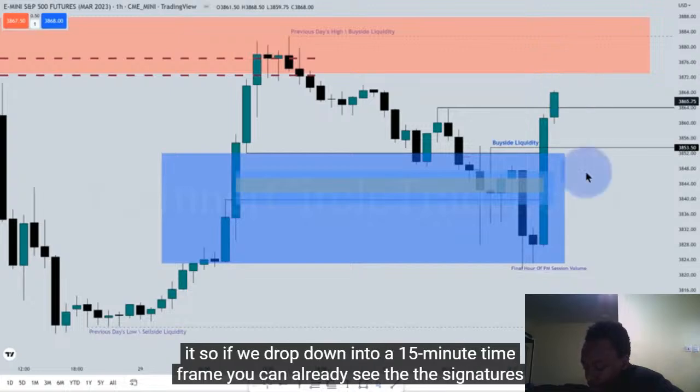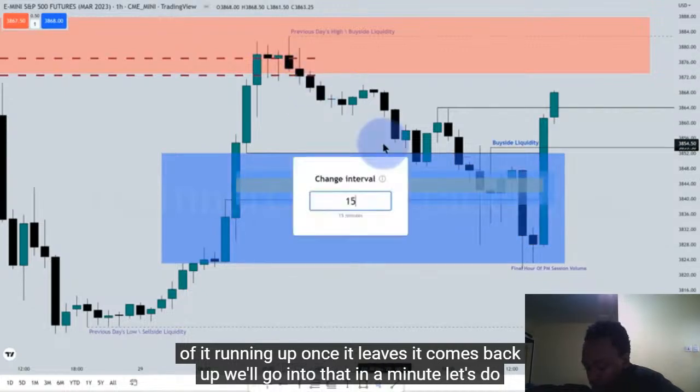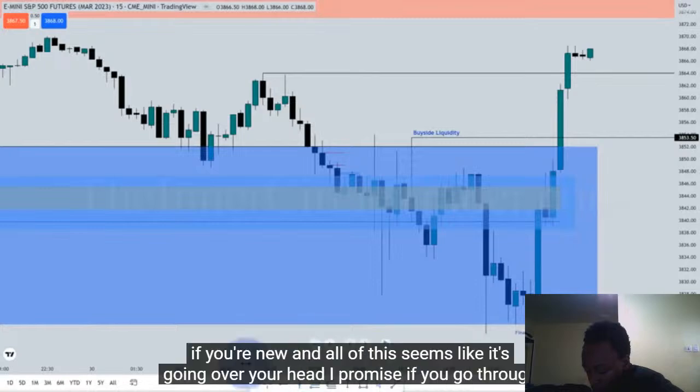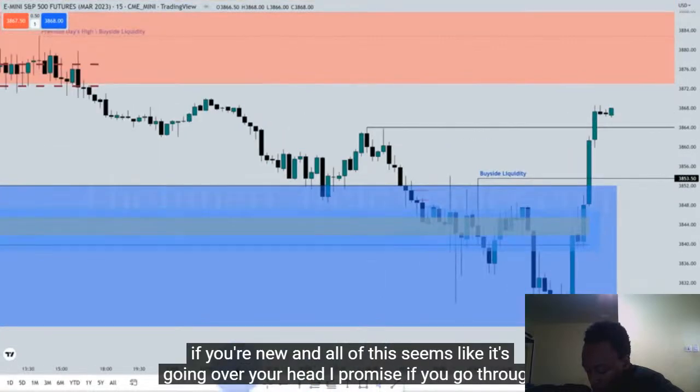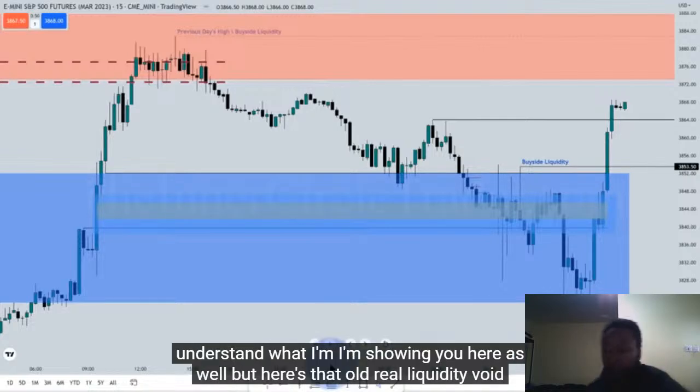So if we drop down into a 15-minute time frame, you can already see the signature split running up. Once it leaves, it comes back up. We'll go into that in a minute. Let's do a 15-minute chart. If you're new and all of this seems like it's going over your head, I promise if you go through all of the mentorship 2022, it's 41 videos. They're not all very long. It will help you understand what I'm showing here as well.